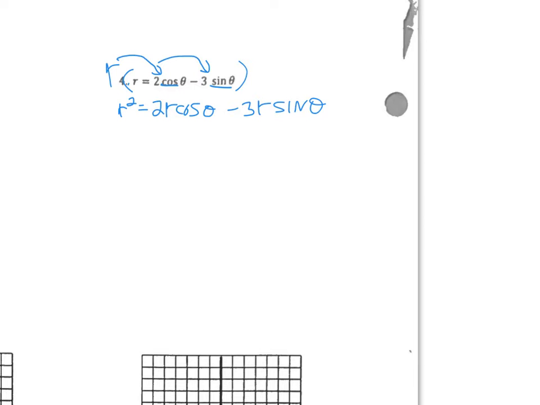Okay, then we can convert, right? This r squared is the same as saying x squared plus y squared. This r cosine of theta, that equals x. So that's just writing it as 2x. This r times sine of theta is y. So then we can put minus 3y.